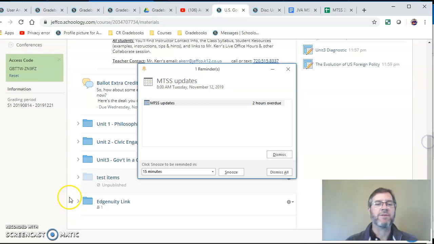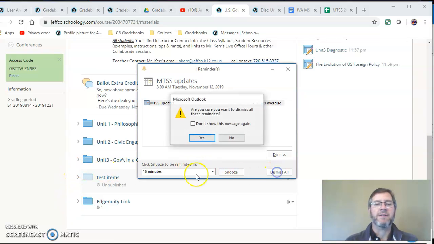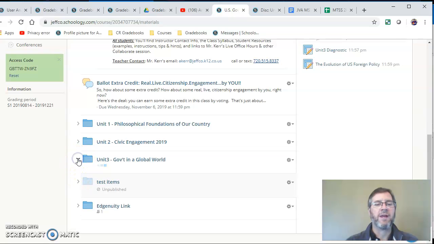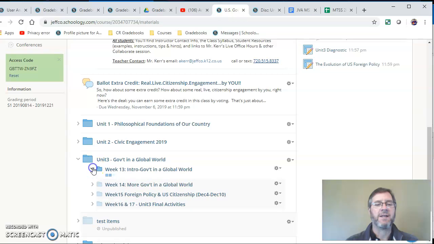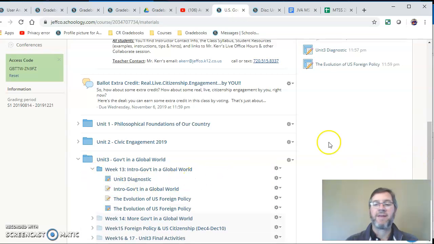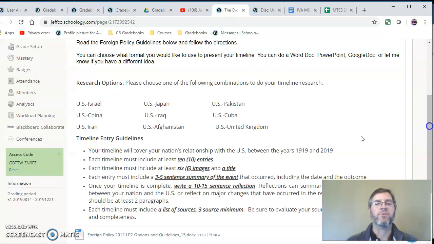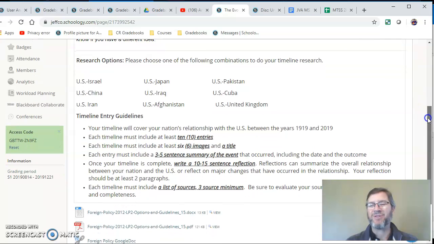When you go into Unit 3, you'll see week 13. And notice we don't have that many weeks left, but we have the diagnostic, and then you'll go into the introduction here, the evolution of U.S. foreign policy. The directions for this are pretty straightforward. You choose one of these countries to look back over the last 100 years or so. It doesn't have to be exactly 1919 to 2019, but about the last 100 years or so.